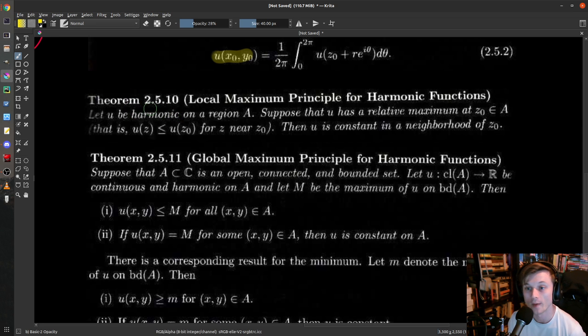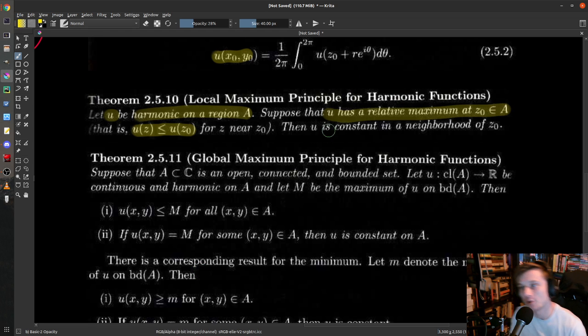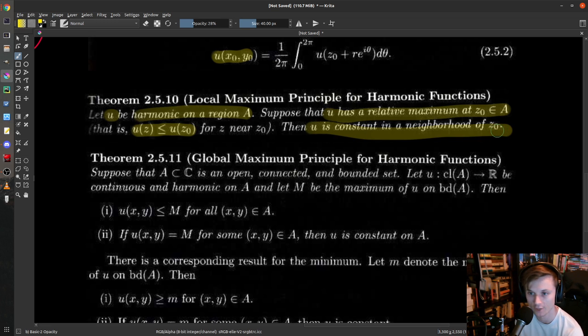Okay, so we also get a local maximum principle, analogously to the maximum modulus principle, except now we're not working in modulus. We're just working with actual maximums and minimums. So the local maximum principle for harmonic functions: if you've got U harmonic on a region A, same setup as before, now if U has a relative maximum at some point in A, that is, if U of z is less than or equal to U of z naught for all z near z naught, same business as before, just no modulus bars, then U is constant in a neighborhood of z naught. Okay, same business as before, but now we're just dealing with a real function. Okay, cool. Of course, this makes sense.